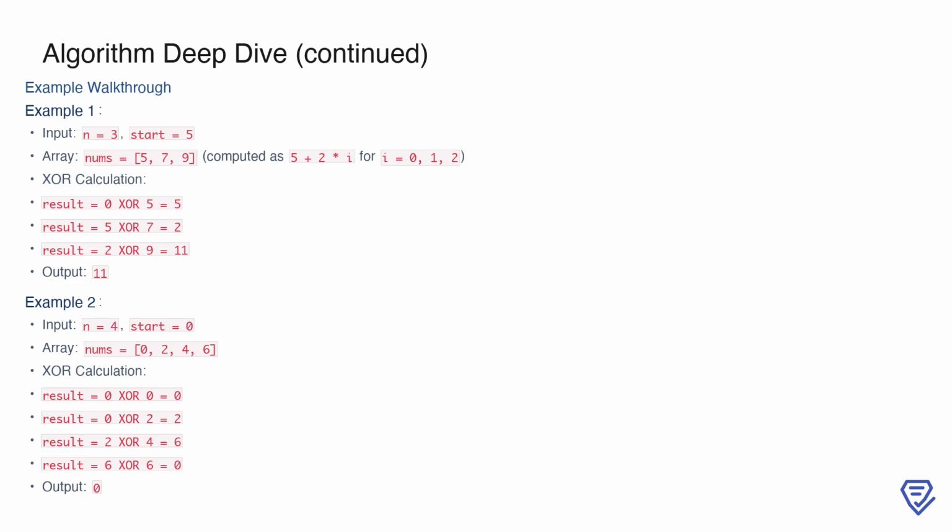In another example, let's take n equals 4 and start equals 0. The array becomes 0, 2, 4, 6. The XOR calculation starts with 0 XOR 0 equals 0, then 0 XOR 2 equals 2, followed by 2 XOR 4 equals 6, and finally 6 XOR 6 equals 0. Here, the output is 0. These examples demonstrate how the algorithm handles both small and large inputs efficiently.